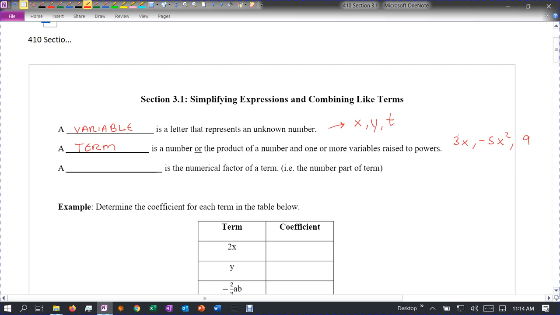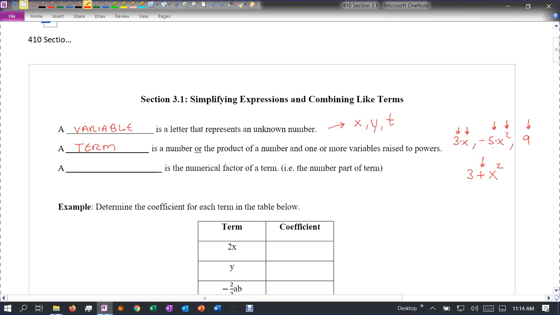Now all of these have something in common. They're either going to have a number and a variable with multiplication between them. So even though there's not a dot there, it's understood that's 3 times x. Here we have a number and then we have a variable squared. That's still a term. We have multiplication between them. Then here's just a number by itself. That's also a term. Don't be confused if you see something like 3 plus x or 3 plus x squared. This is not a term because there's addition in between.